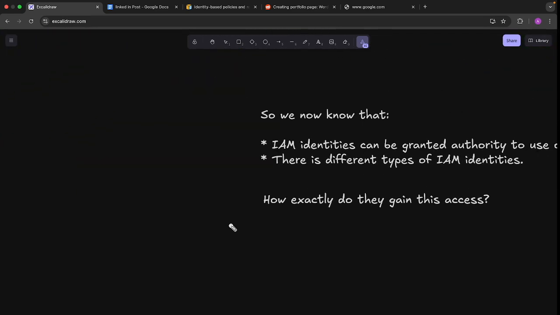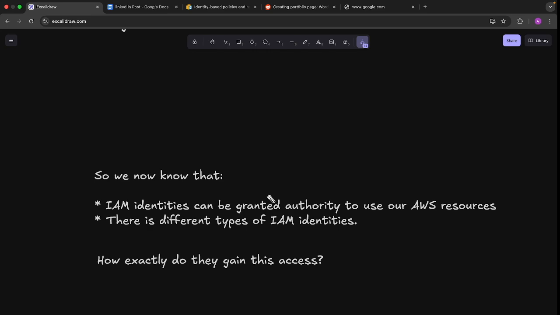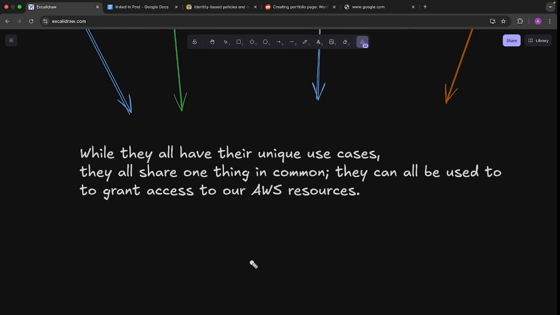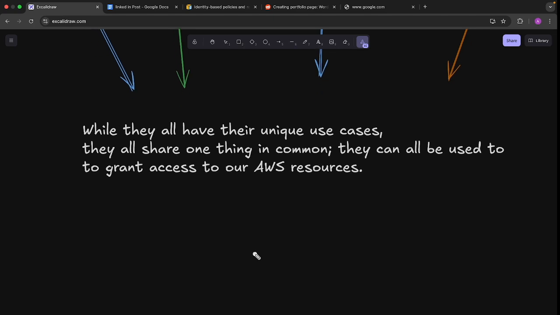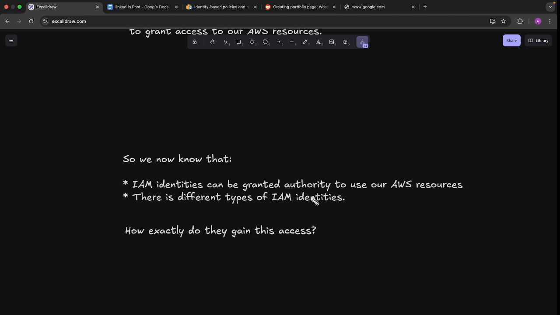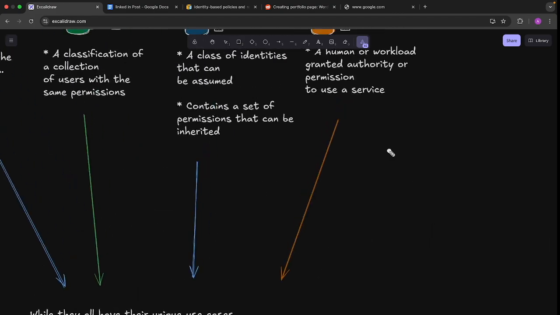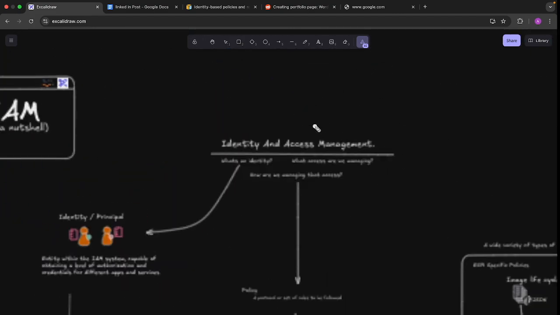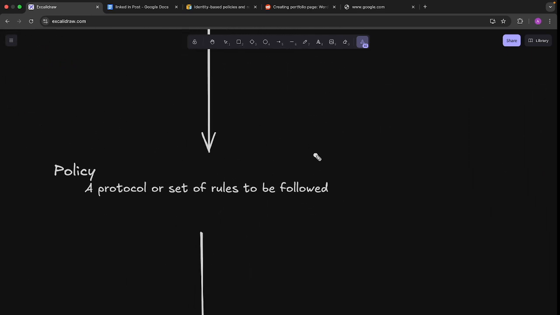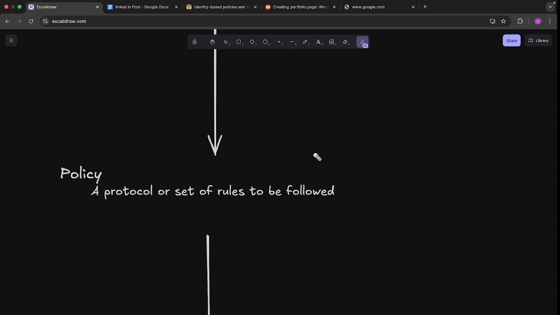Although all of these identities have their own use cases, they all share one thing in common. They are all used to authenticate and authorize our interactions with the AWS infrastructure. So now that we know that an identity is an entity within the IAM system capable of obtaining a level of authorization, and that there are different abstractions of these identities, there's still a question. How exactly do policies provide the IAM identities the required permissions?